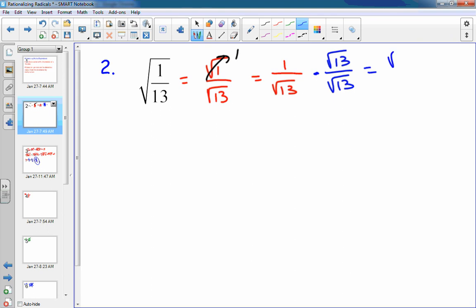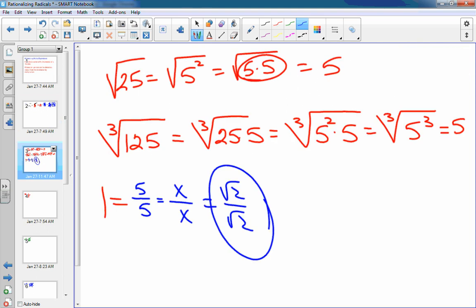That gives me the square root of 13. And on the bottom, how many 13s do I have? And what happens to that power and that root? They cancel out, right? So that comes out as a lovely 13 to give me the square root of 13 over 13. Do we understand that? Yes or no? It's exactly what I did here. 5 squared is 5 times 5, which just is 5.